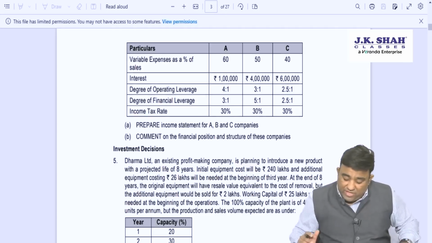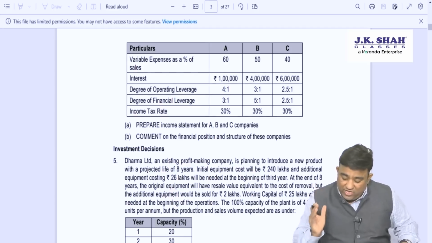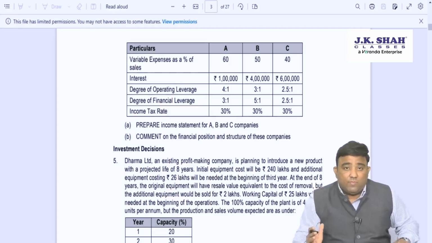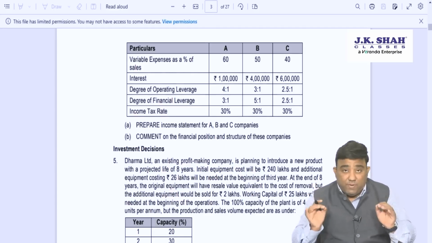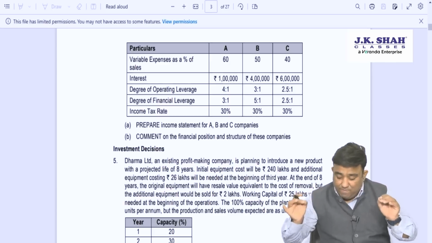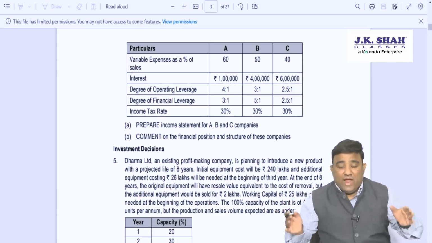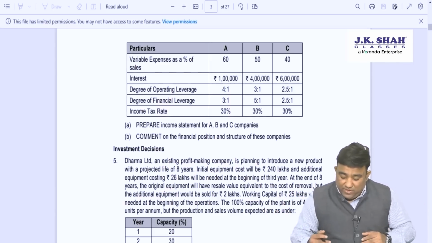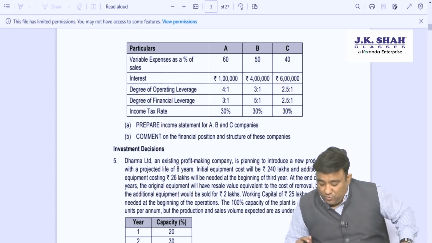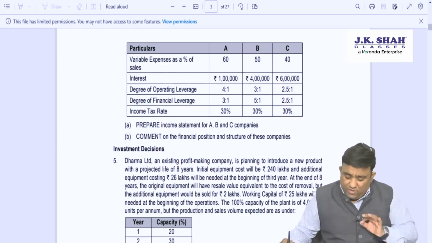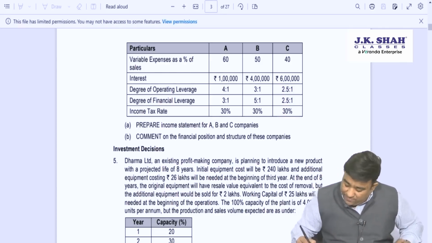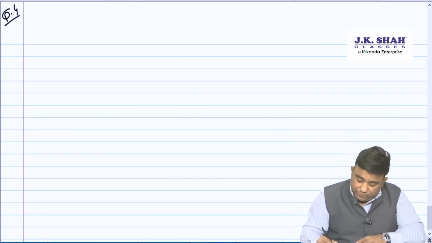A: variable expense 60%, interest 1 lakh, DOL 4, DFL 3, income tax 30%. Very simple, prepare income statement of A, B and C companies. And not only that, even point B, comment on the financial position and structure of these companies. Let us keep it simple. Let me start with company A.